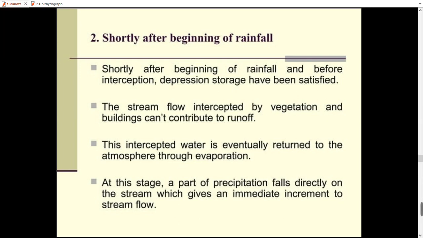Then shortly after the beginning of rainfall, before interception and depression storage have been satisfied, the water intercepted by vegetation and buildings can't contribute to runoff. This intercepted water is eventually returned to the atmosphere through evaporation. At this stage, a part of the precipitation falls directly on the stream, which gives an immediate increment to stream flow. What's the meaning of stream flow?